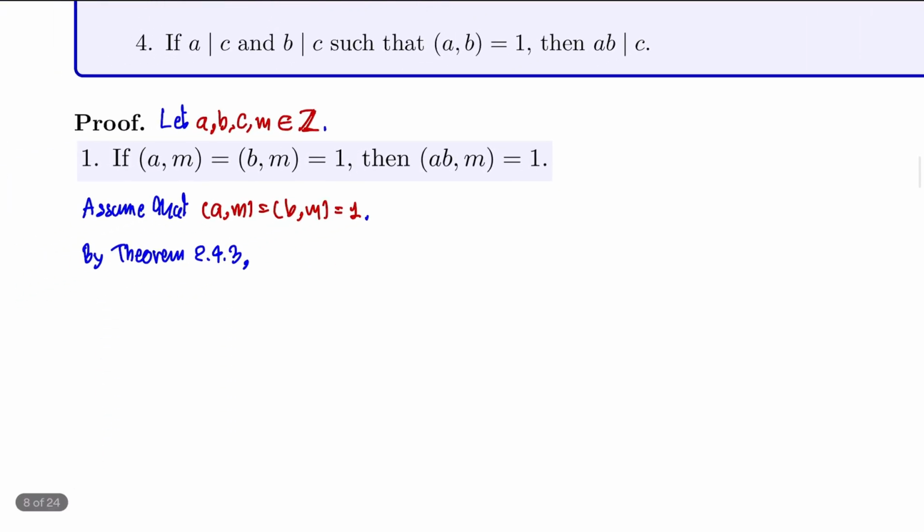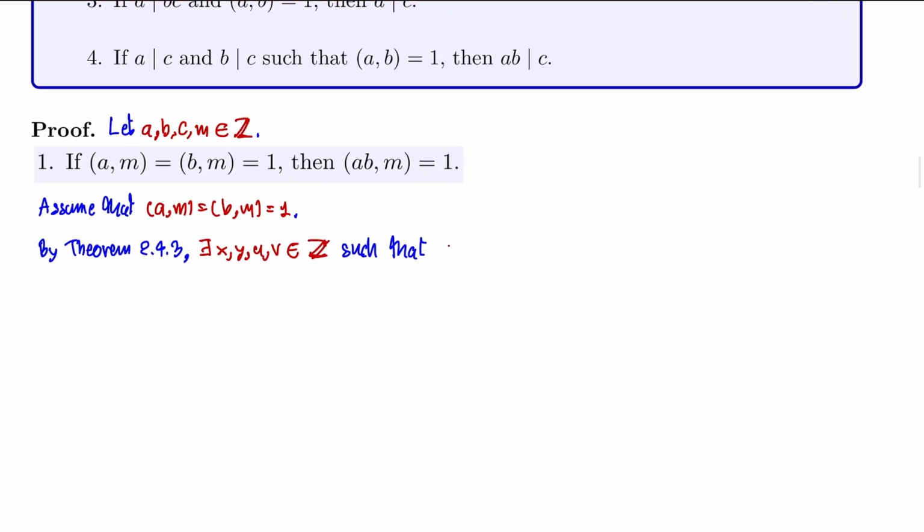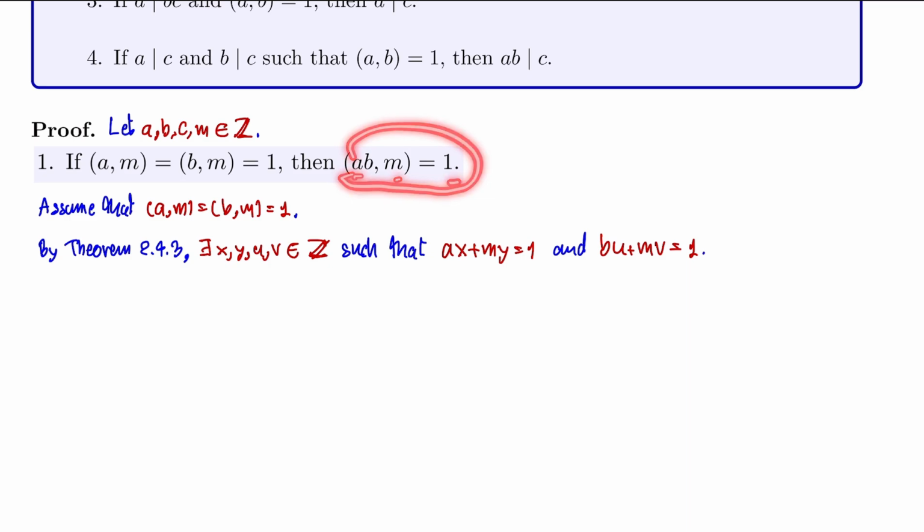So what do we have? There exist integers x, y, u, and v such that ax plus my equals 1 and bu plus mv equals 1. Okay, I want to show that the greatest common divisor of ab and m equals 1.